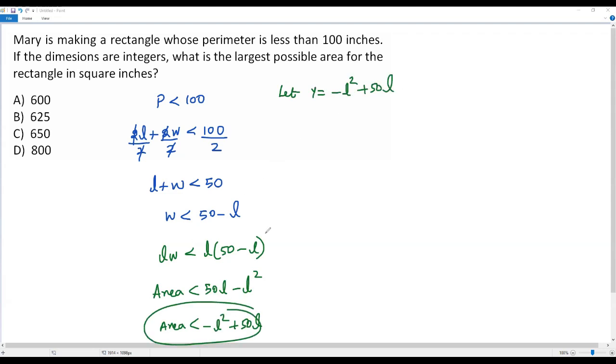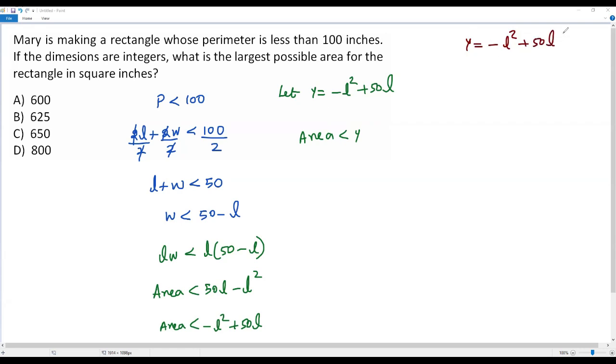Then this inequality will become area less than y, because we know that y is a variable which is equivalent to this expression. Okay, now we have to get the value of this y, so that we will be able to get the largest possible area of the rectangle. Since we have to get the largest possible area for the rectangle, we have to get the maximum value of this y. So how do we get the maximum value of this y? For that, we have to consider the quadratic function we have over here. So let me write it over here, y = -L² + 50L.